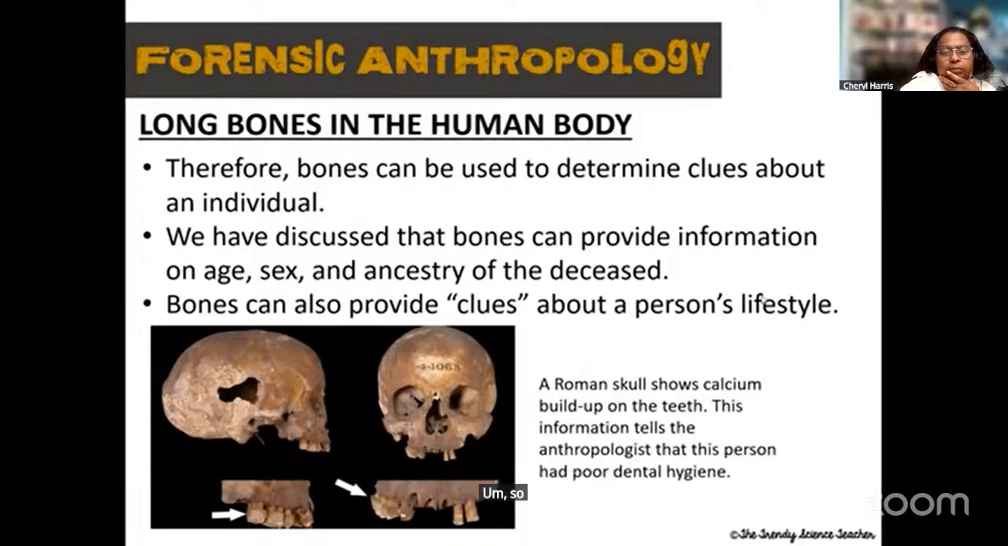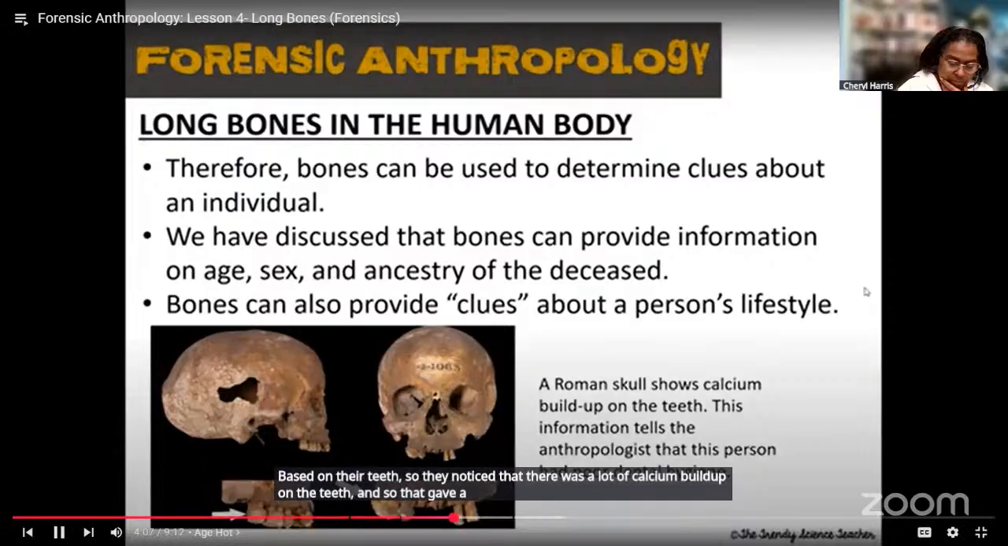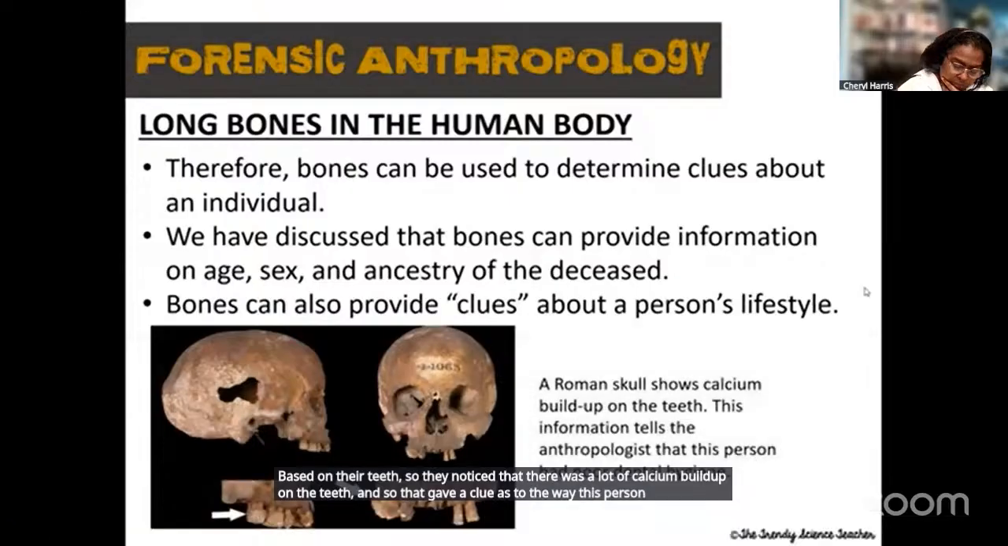height. So if you'll take a look at this image, this is a picture of a Roman skull. And anthropologists were able to determine clues about this person based on their teeth. They noticed that there was a lot of calcium buildup on the teeth, and so that gave a clue as to the way this person lived when they were alive. And they were able to determine this person had poor dental hygiene.